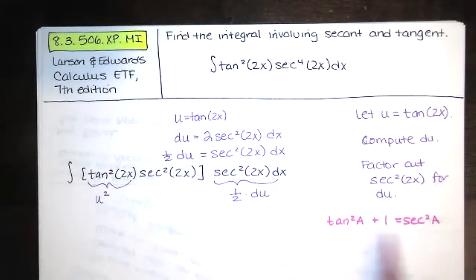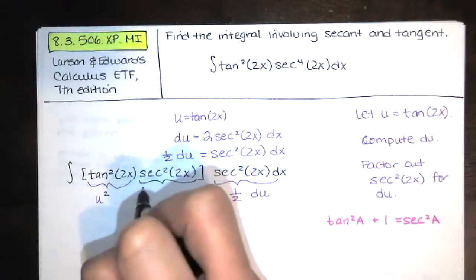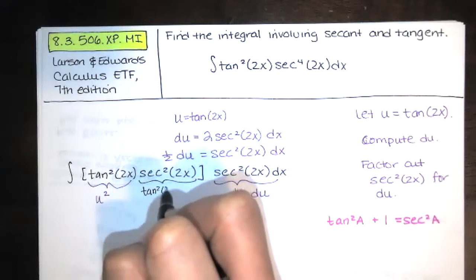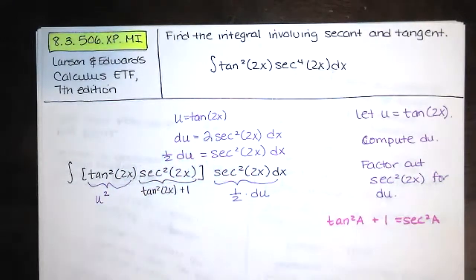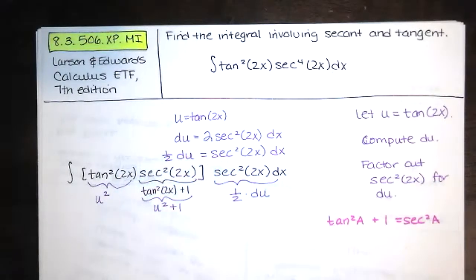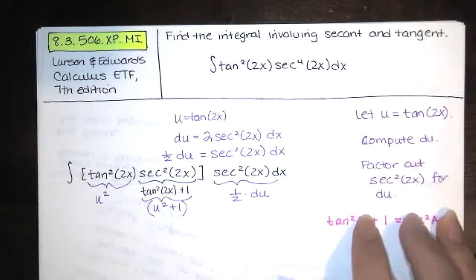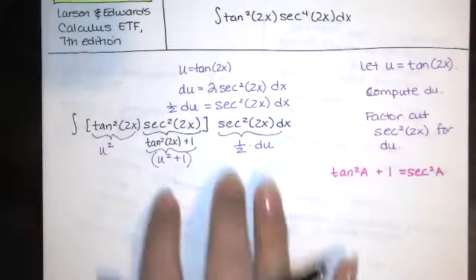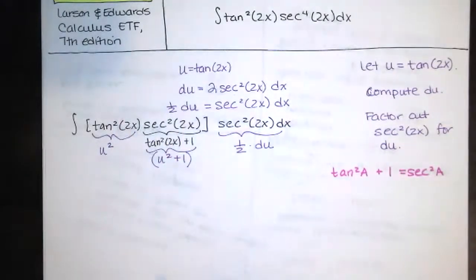Well, I can do that because of this identity. Since tangent squared of an angle plus 1 is the same as secant squared of that angle, this secant squared of 2x is the same as tangent squared of 2x plus 1. And tangent squared is just u squared, so that's u squared plus 1. Don't forget your parentheses because you've got two terms there that are being multiplied by that tangent squared. All right, so we factored out our secant squared for our du, and then we've prepared to write everything entirely in terms of u.